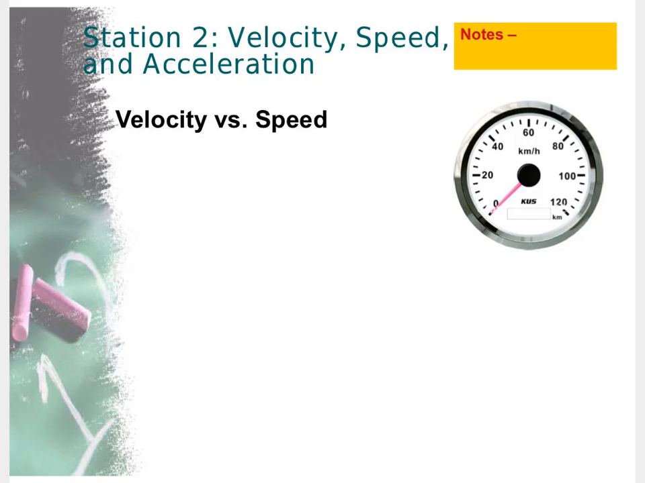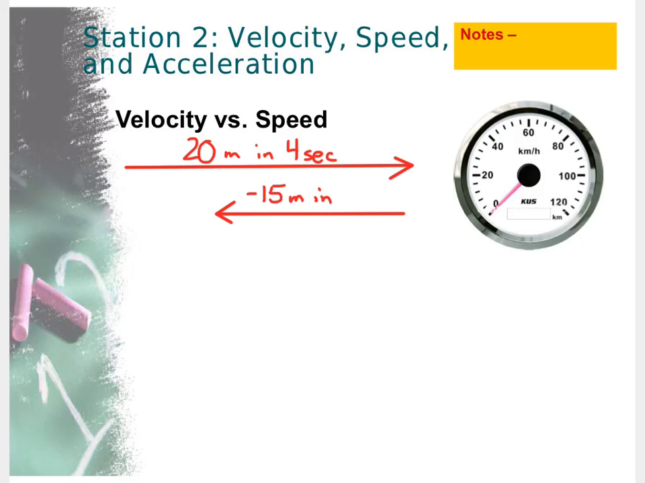Alright, so talking about velocity versus speed. There is a difference between velocity and speed. So let's say that I have a student who moves 20 meters toward the right in 4 seconds and then immediately turns around and goes negative 15 meters, that is 15 meters to the left, in 2 seconds after that.